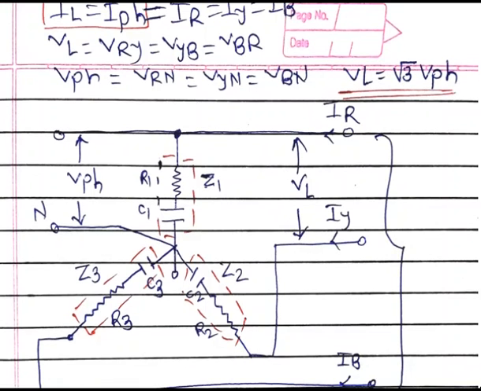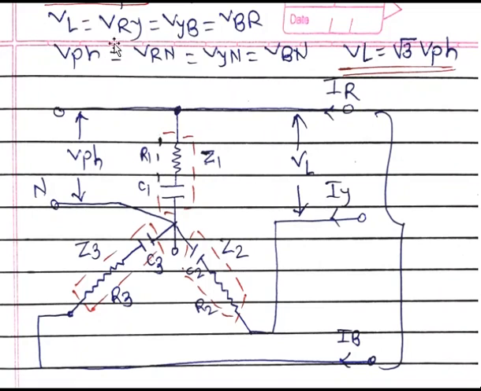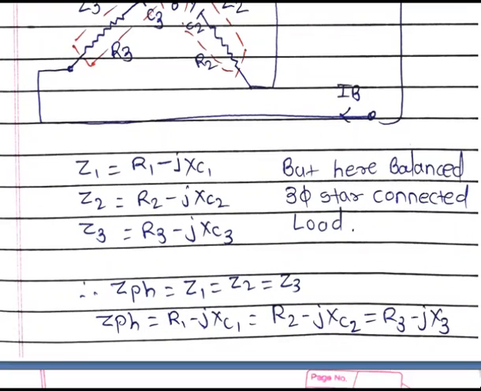Okay, now we consider the voltage VPH. VPH is the phase voltage. The voltage measured between the R line and neutral is called the phase voltage VRN. The voltage between the Y line and neutral is called VYN, and the voltage between the B line and neutral is called VBN. The relation between the line voltage and phase voltage: the line voltage is equal to root 3 times the phase voltage because this is a star connected load.